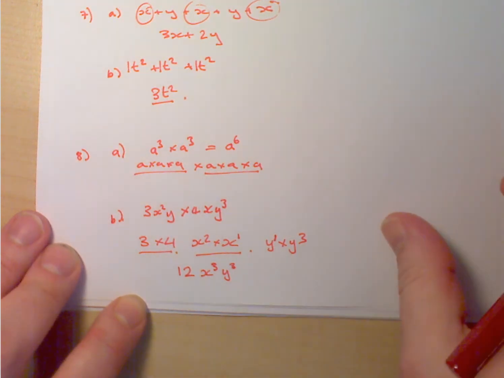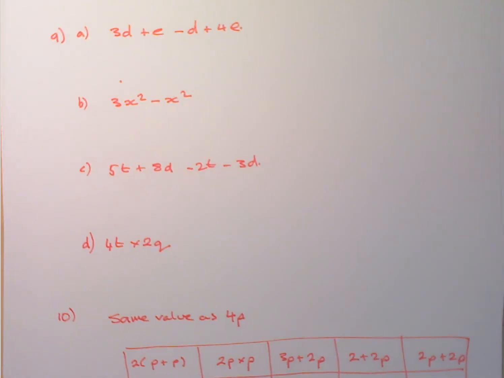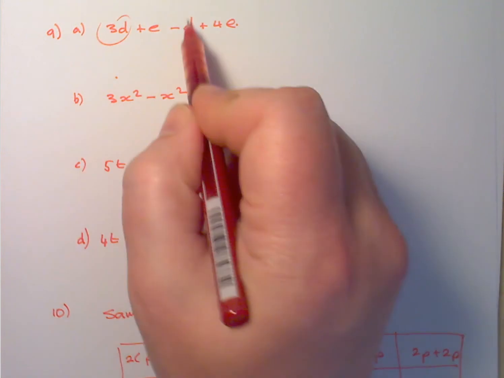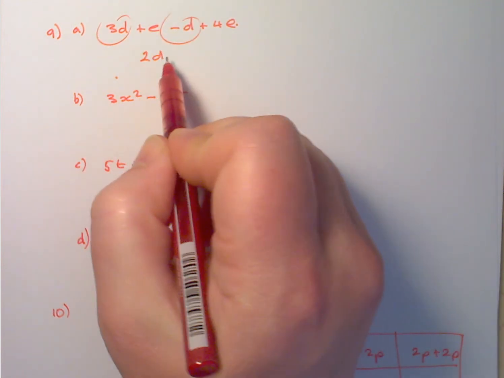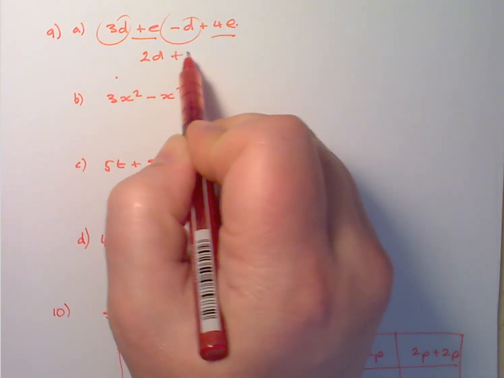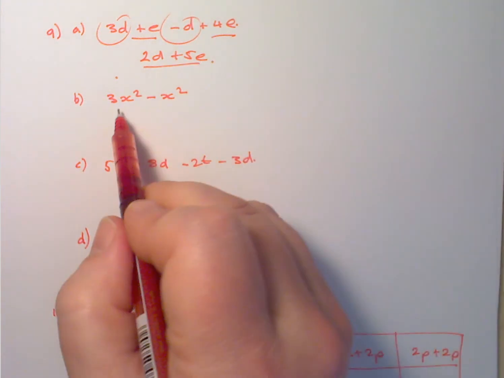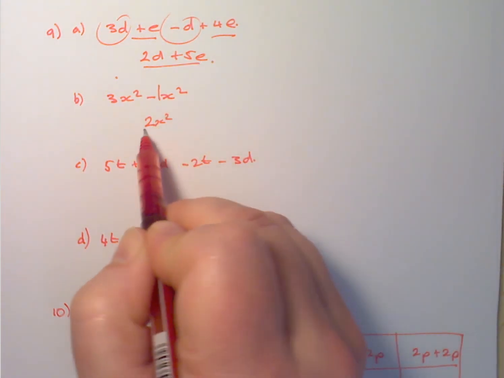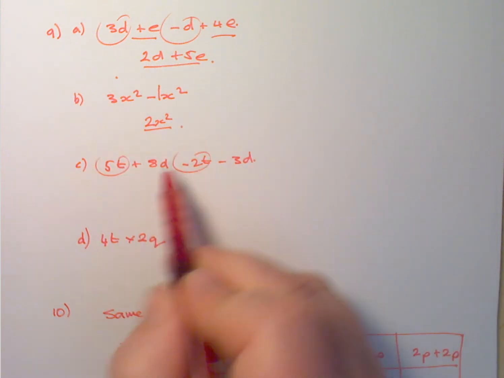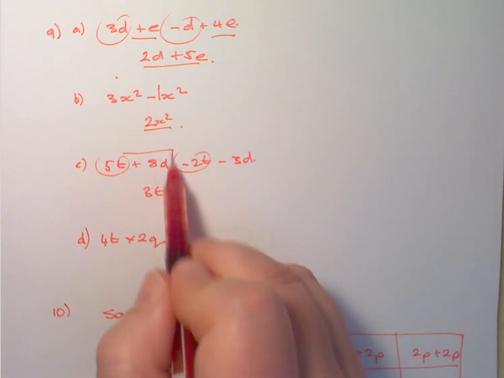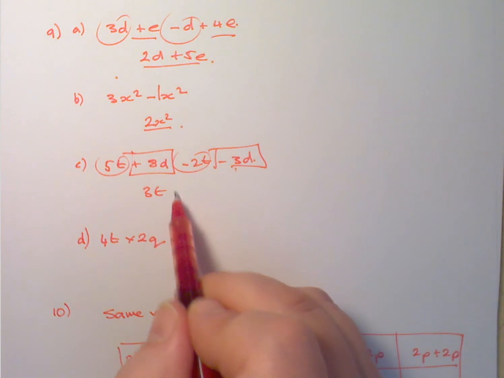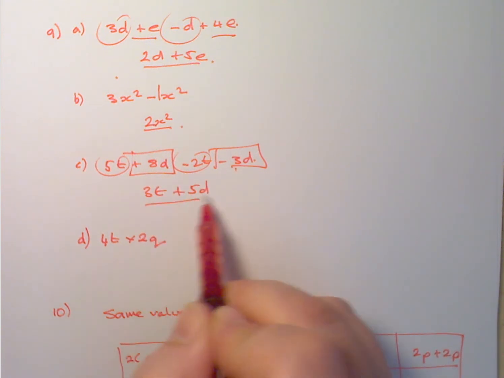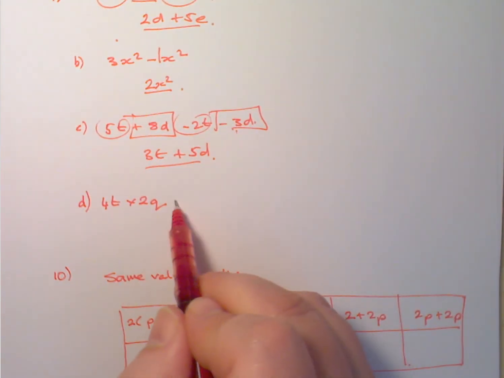Okay, moving on to number 9, we've got 3d, take away d is 2d, and gives you 5e. 3 of something, take away 1 of those somethings, gives you 2 of those somethings. And we've got 3t, and we have take away gives you 5d. And here we've got 8tq.